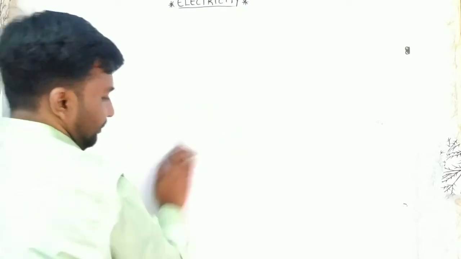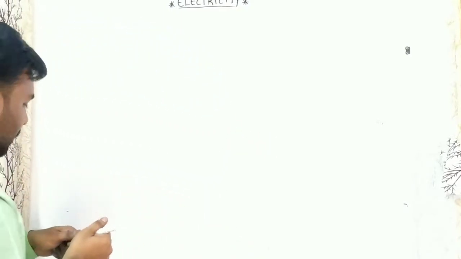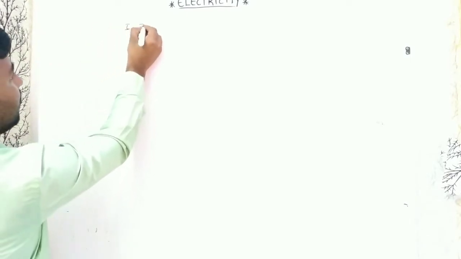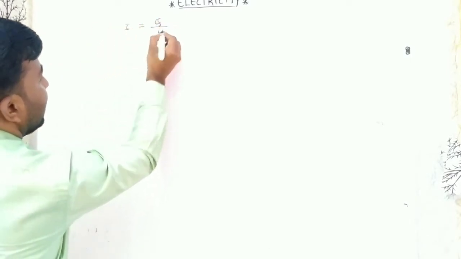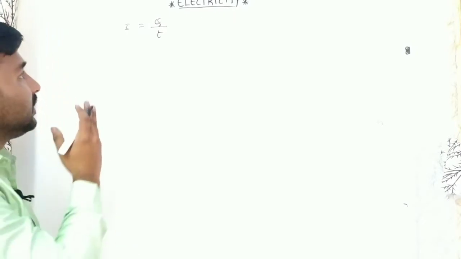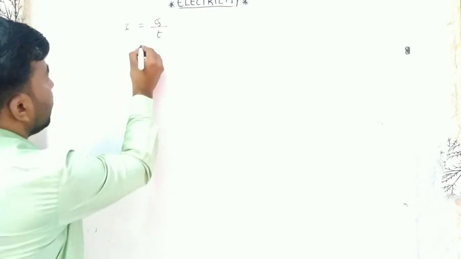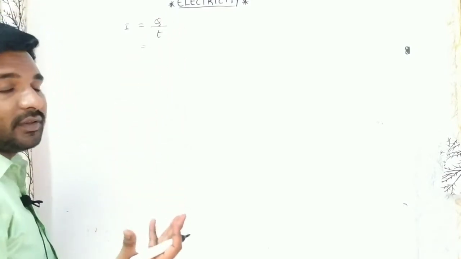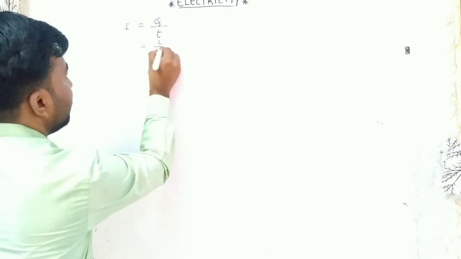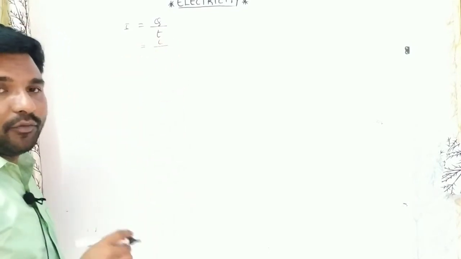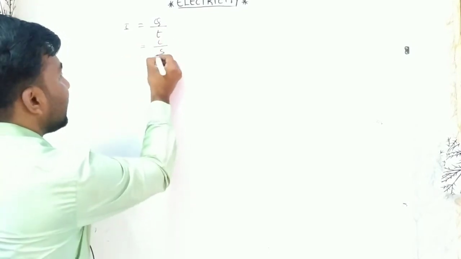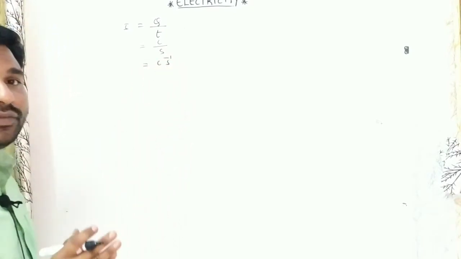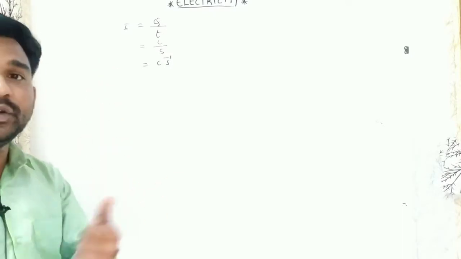Look at here. I is equal to Q divided by T. This is the formula according to the definition. Here Q stands for charge. What is the unit for the charge? It is coulomb. T stands for time. What is the unit for the time? It is second. Therefore, coulomb per second is the unit for the electric current according to the formula.